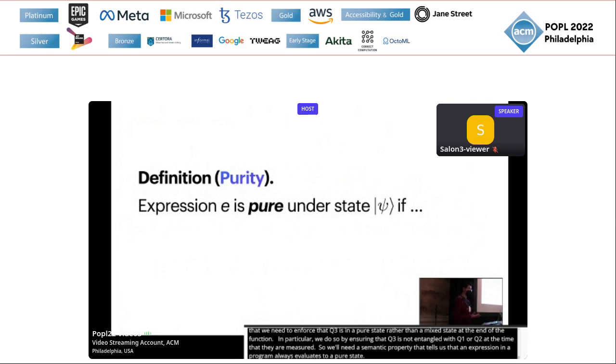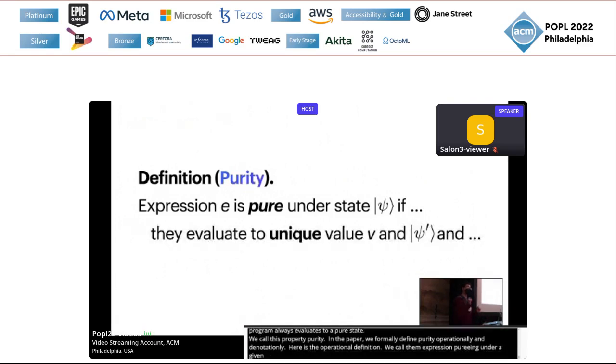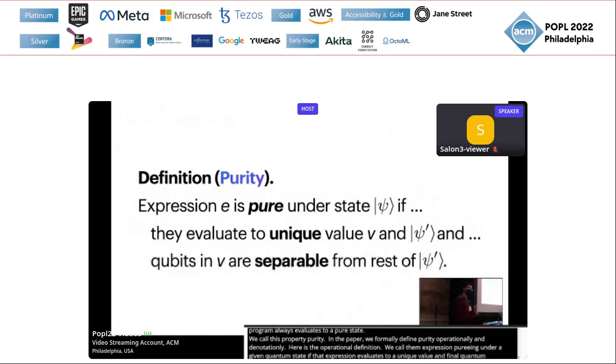In the paper, we formally define purity operationally and denotationally. Here's the operational definition. We call an expression pure under a given quantum state if that expression evaluates to a unique value and final quantum state, and furthermore, the qubits that that value references are not entangled with any other qubit in the final quantum state. So what this means is that in the example, the second condition tells us that if Q3 is pure, then it cannot be entangled with Q1 and Q2 when they get measured, and measuring them cannot affect the state of Q3.